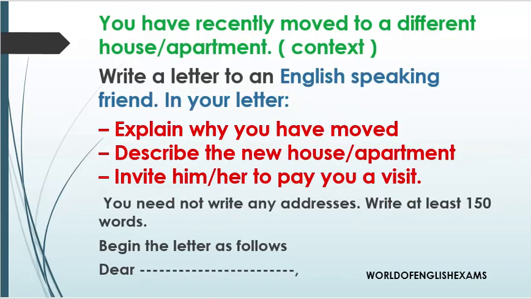Then let's see what the first bullet point is. Explain why you have moved. So you need to talk about the reason, and when you look at the tense, it is a combination of present tense with the past tense. This is called present perfect tense, and we shall give an imaginary context. It need not be a realistic one. You can write an imaginary context as well. You can imagine the various reasons what made you to move to a different home.